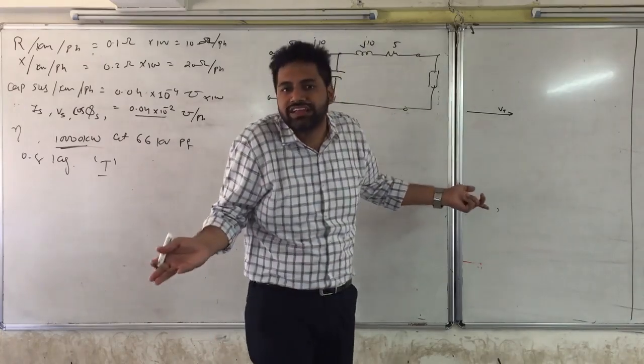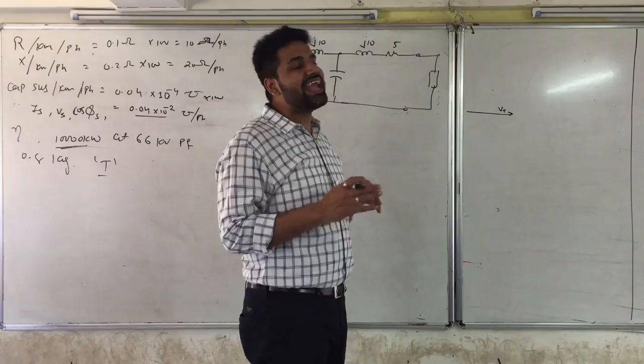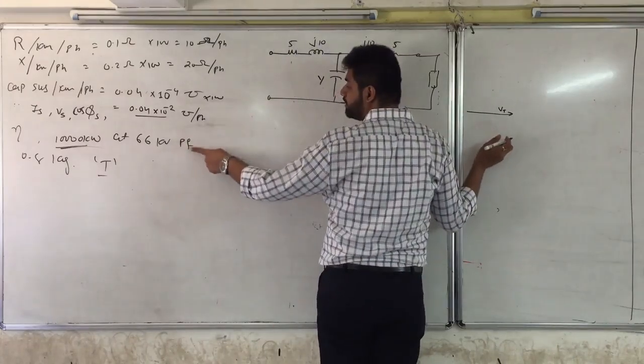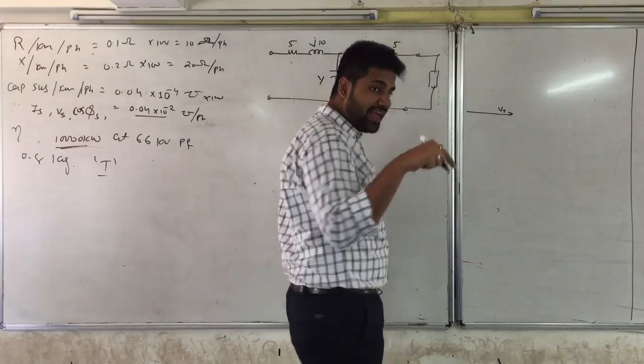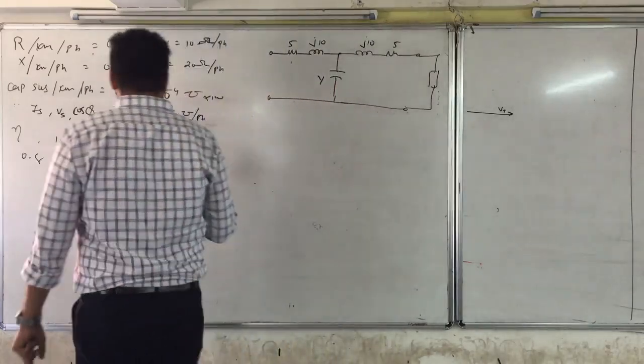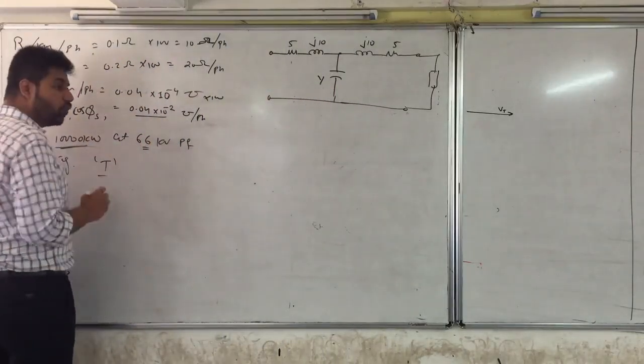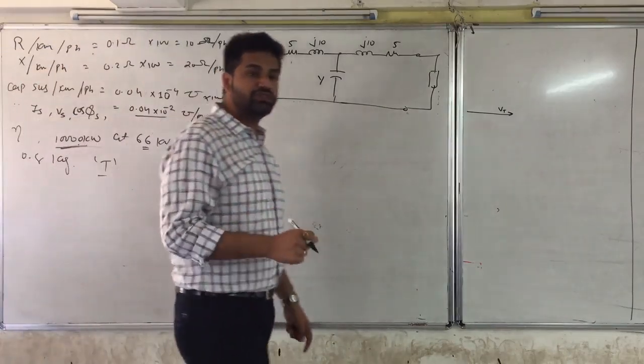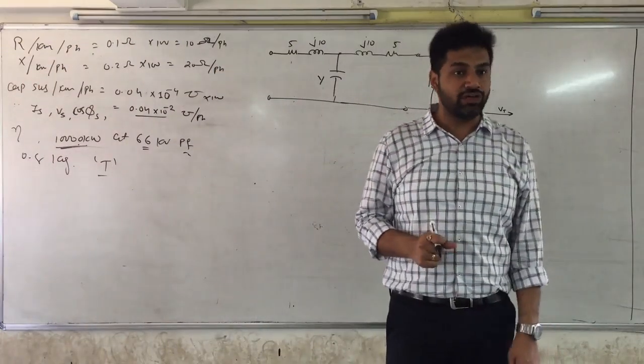I take terminal voltage like this, and with respect to it I calculate all the other angles. So I have a 0.8 power factor, so I can get the exact angle. And as I have been given the values of voltage, power factor, and the power that the transmission line is delivering, we can easily calculate the value of current as well.